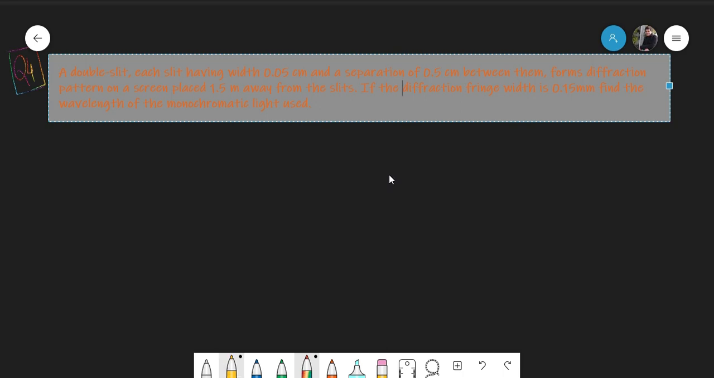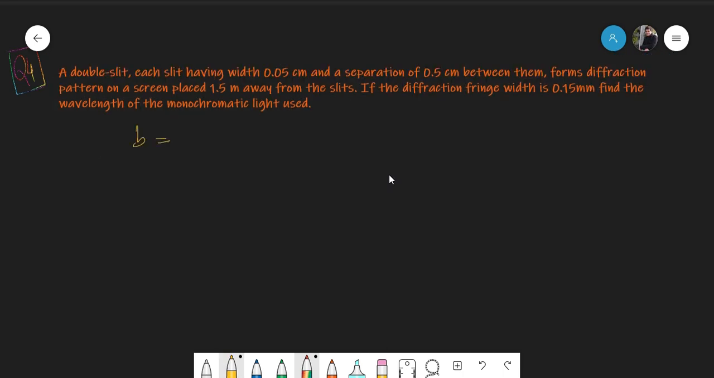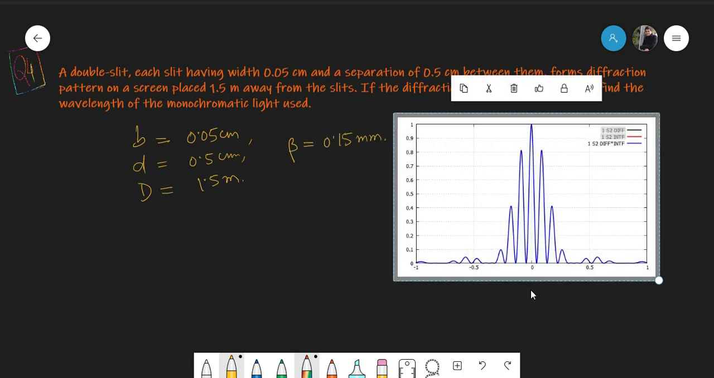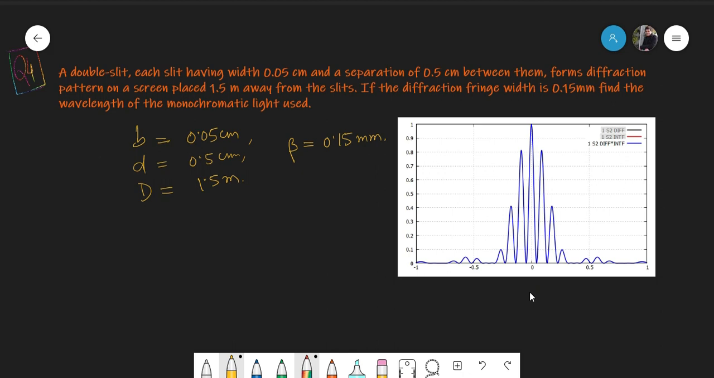So in this question number 4, what is given? The slit width b is equal to 0.05 centimeter. The slit separation is 0.5 centimeter. The distance between the slit and the screen, capital D, is equal to 1.5 meter. Then diffraction fringe width, beta, is equal to 0.15 millimeter. As you have looked at in the earlier problem, this is the diffraction pattern for the two slits. Now what she is saying is that this distance between the maxima, this is the fringe width. This fringe width here, beta, is equal to 0.15 millimeter. Then find the wavelength of the monochromatic light.